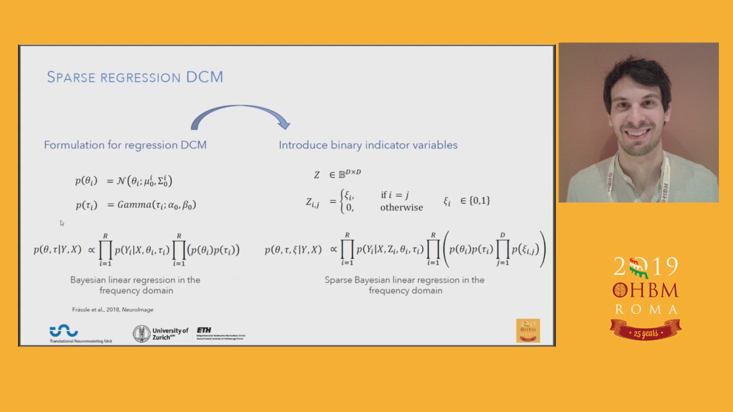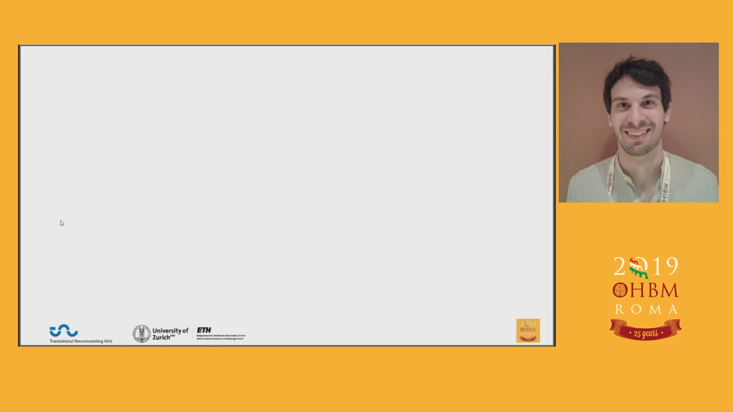We have recently also introduced sparsity constraints to the framework, where you can now start from a fully connected network and then prune this network to the most relevant connections given the data that you have. Now, we have done a lot of simulations and tests to demonstrate the face validity, but I'm not going to show you those results, but rather some first empirical proofs of concept that the method actually provides sensible results, I think.